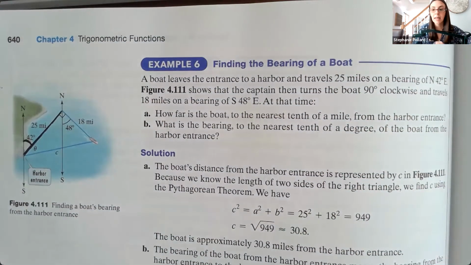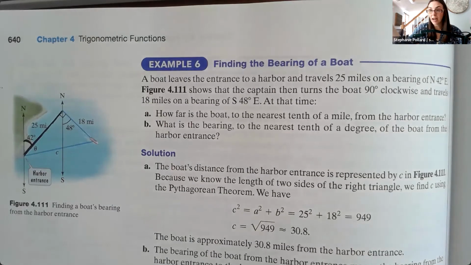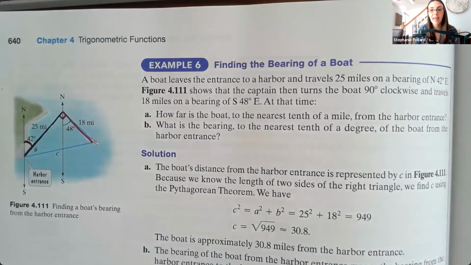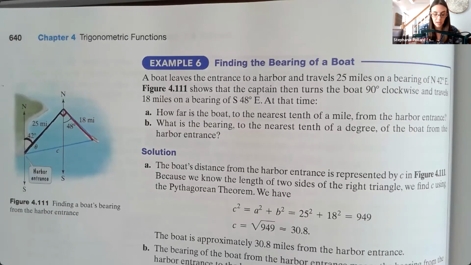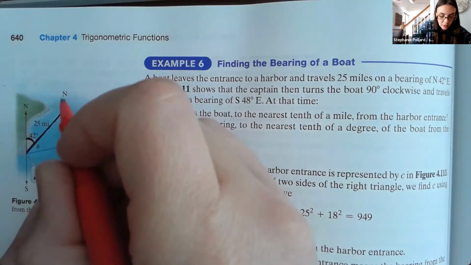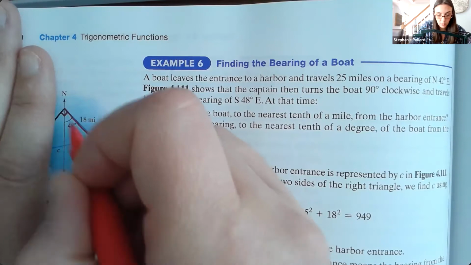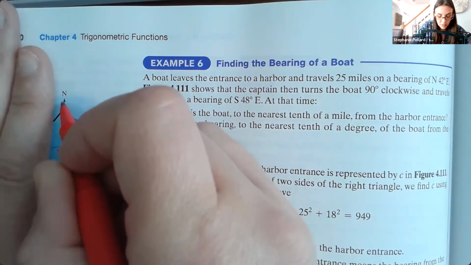All right, so now what happens is, obviously you're not going to go straight forever. You're going to turn the boat, right? So the captain turns the boat at night, and that's this piece right here, and then travels 18 miles. And that is on a bearing of south 48 degrees east. So again, that's always off a north-south line. So you're starting where that turn was made, and now we're going in this direction. So we're going 48 degrees off that north-south line.